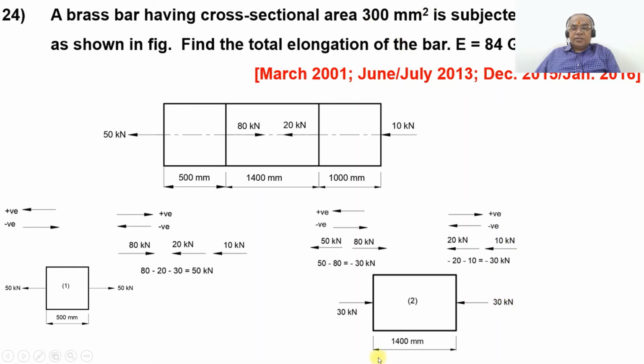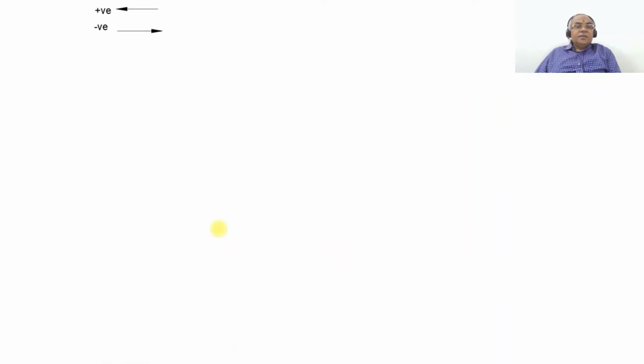And the area of cross section is 300 mm square. And the length of this cross section is 1400 mm. So then in the final cross section, if you are considering the force which is acting toward the left side, it is positive because it is tensile. The force which is acting toward the right side is negative on the left hand side of the cross section.